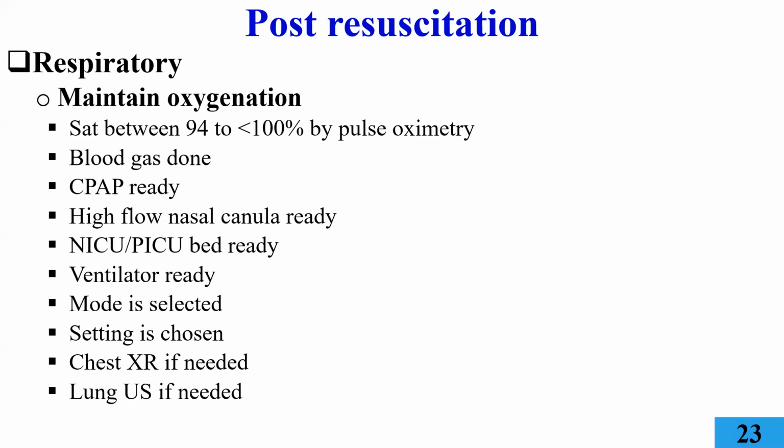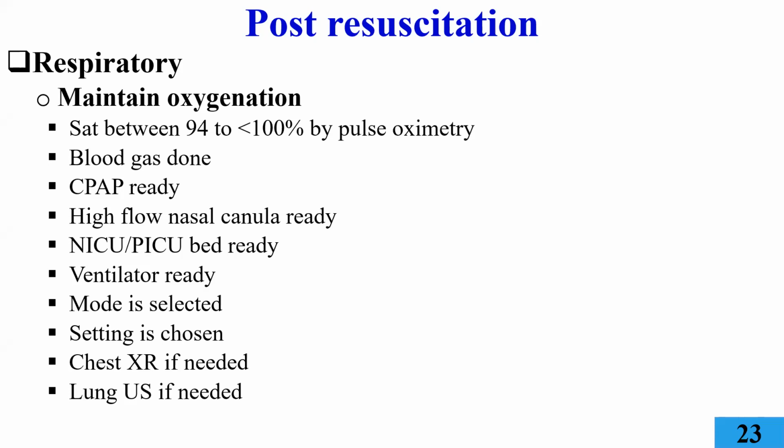So what do we do after we resuscitate a baby? We need a post-resuscitation list. Remember, pre-arrival list, arrival list. We talked about the airway and respiratory sources, very important. And then the post-resuscitation checklist. We need to maintain the oxygenation. We need to make sure that the saturation is always above 94. We need to make sure that a blood gas was done.